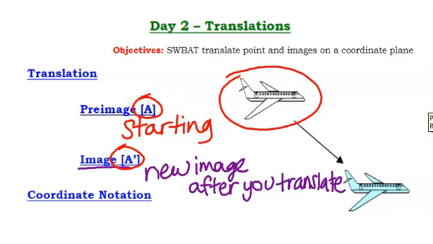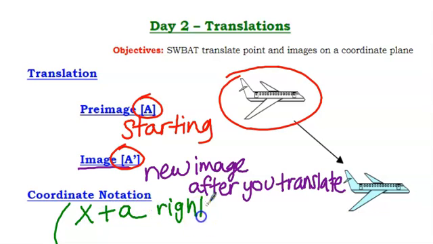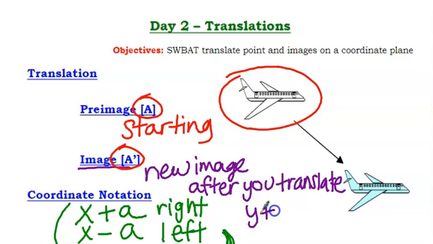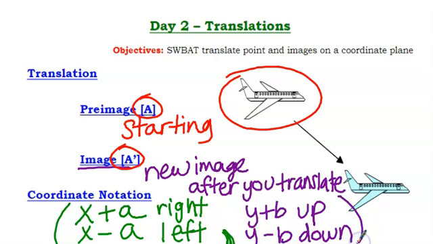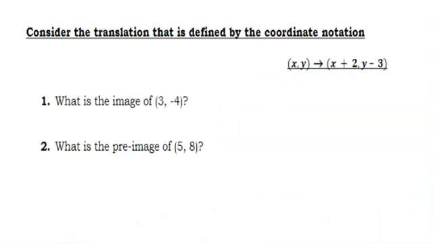All right, coordinate notation. So again, let's do this a little bit slower. So x plus a means I'm going to the right that many units. X minus a would mean I'm going that many units to the left. Y plus b would mean I'm going up that many units, and y minus b means I'm going down that many units.